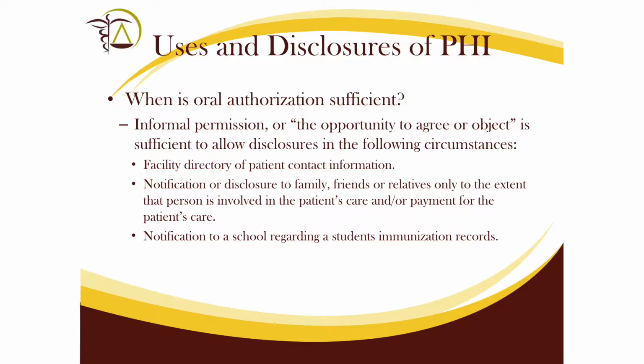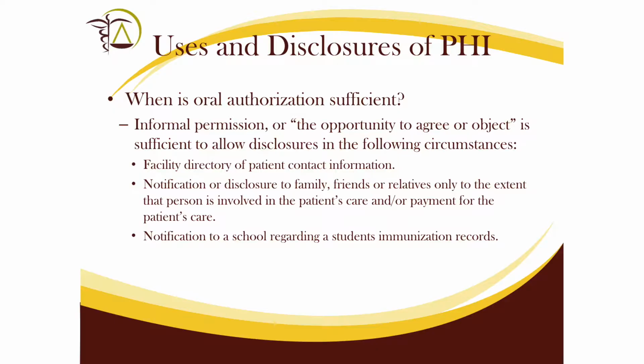Informal permission, or what HIPAA refers to as the opportunity to agree or object, is sufficient to allow disclosures for a facility directory of patient contact information. For example, someone's in the hospital, and a friend or family member comes to see them. The hospital is allowed to tell them that the person is there, what their room number is, and let them call. Somebody's in an advanced care or long-term care facility. Again, that facility can tell people that the person is residing there.